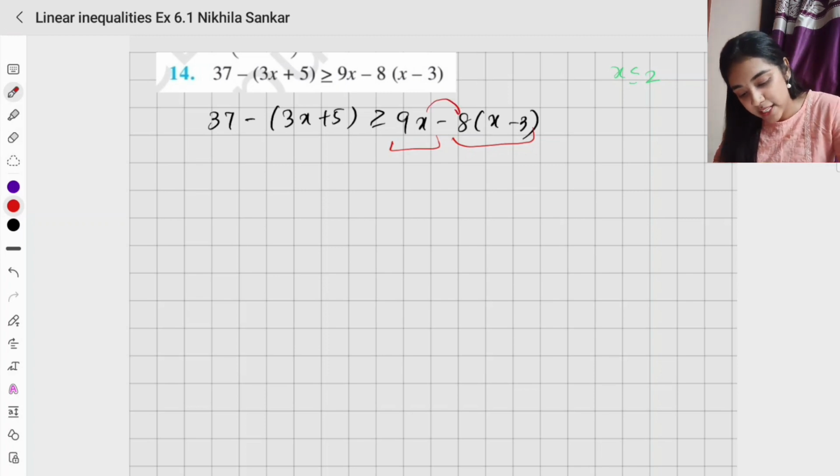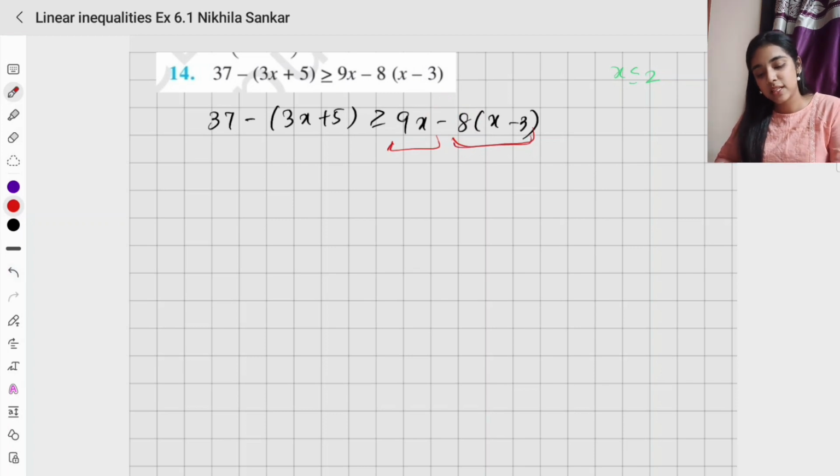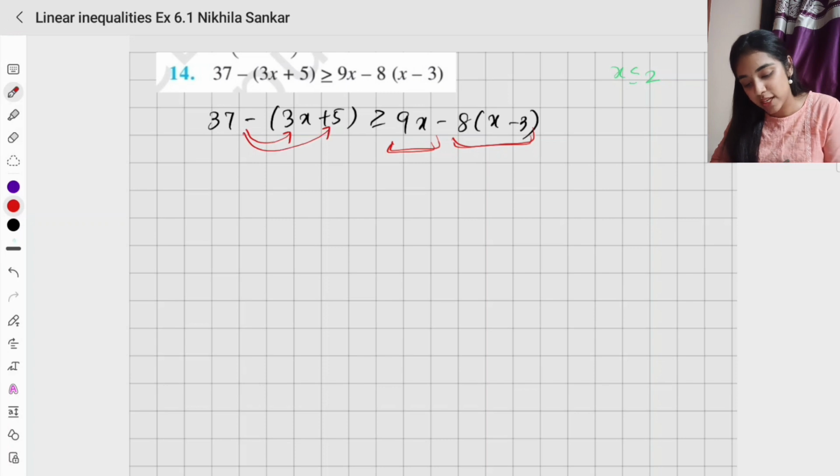What will people do? They'll do 9x minus 8. அதுக்கப்புறம் x minus 3 தனியா பண்ணுவாங்க. இந்த மாதிரி பண்ணக்கூடாது. Okay? You have to first multiply 8 into x minus 3, then subtract that from 9x. Okay? இந்த இடத்துலயும் அதே மாதிரி you have to first open the bracket. Minus உள்ள multiply பண்ணணும். So that is my first step.